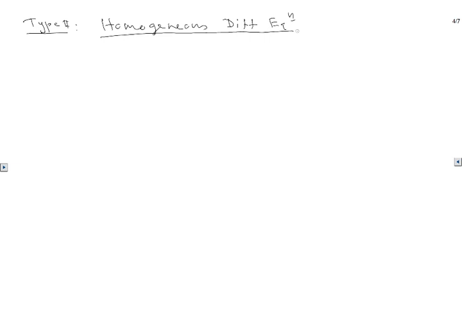So in type 2, you can write the equation as a function of y over x. So if you can write the f(x,y) function as a function of y over x, you call it a homogeneous equation. If it's like that, then we can make a special substitution. We can substitute v equal y over x. That's the substitution we use.